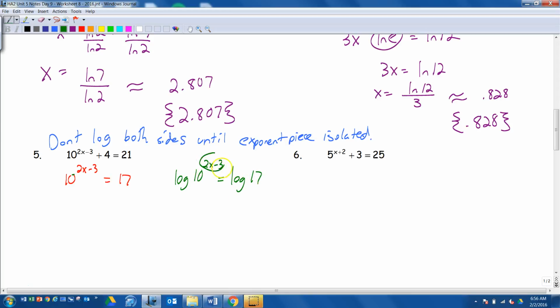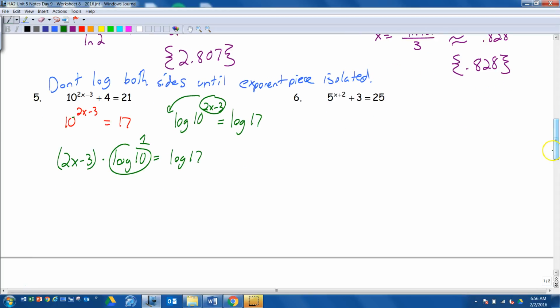I'm going to bring this down now because I can use that property. So I get 2x minus 3 times the log of 10 equals log of 17. This turns into just 1, so I don't need that anymore. So I get 2x minus 3 equals log of 17. 2x is equal to log of 17 plus 3, and x is equal to log of 17 plus 3 all over 2.